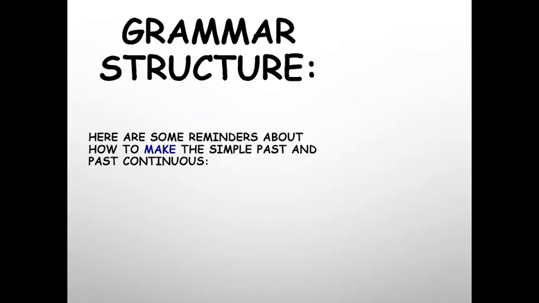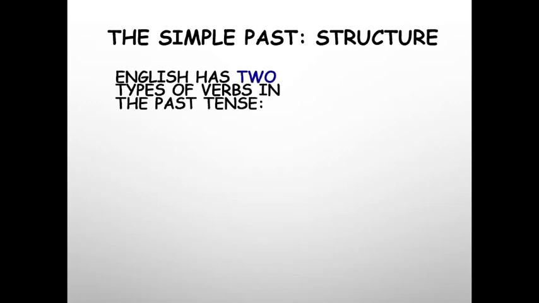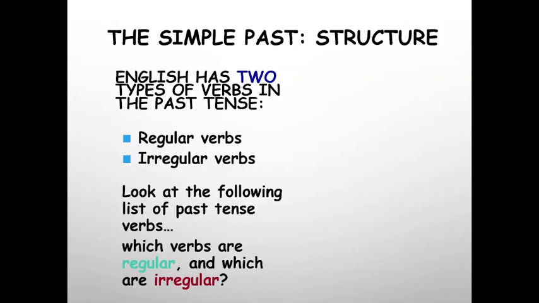Now, guys, let's talk about grammar structure. Here are some reminders about how to make the simple past and past continuous tenses. First of all, let's discuss the simple past structure. English has two types of verbs in the past tense: regular verbs and irregular verbs. Look at the following list of past tense verbs. Which verbs are regular and which are irregular?